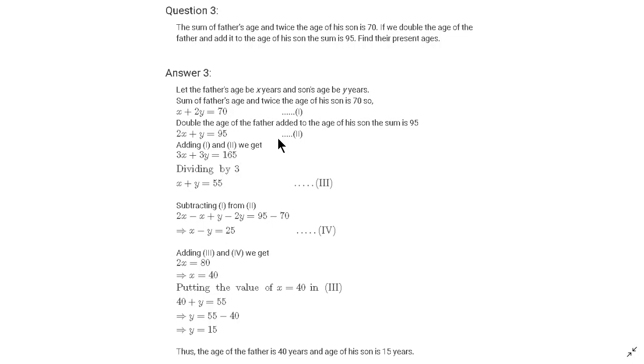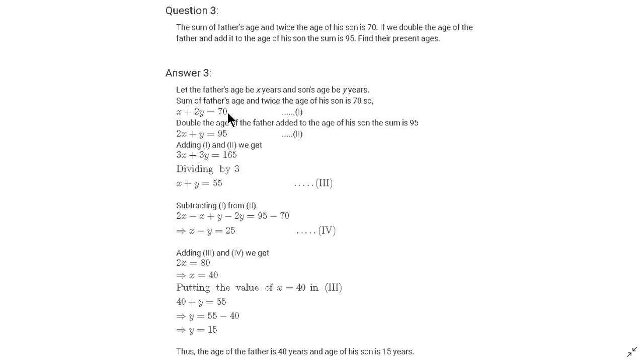We can write the equation number 1, equation number 2. So after adding them, we can see 3x plus 3y is equal to 165. Now we can divide them all by 3 because 3 is common. So x plus y is equal to 55. This is our equation number 3. And we can also subtract them to get our equation number 4.